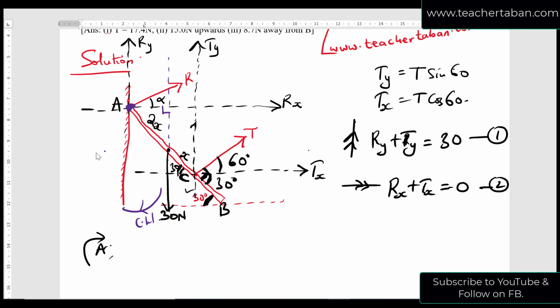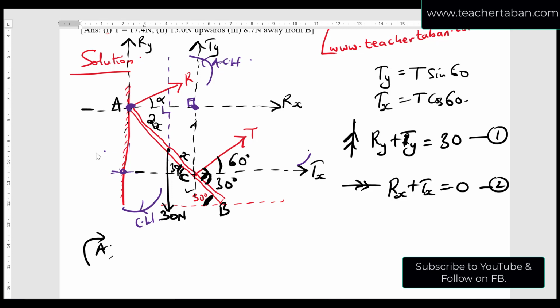And then Ty, since it is going upwards, its perpendicular distance will be from this point here up to point A. That will be its perpendicular distance, and this will be anti-clockwise. And likewise, Tx, about this point, about point A, the perpendicular distance will be from A up to this point here, and this one will be anti-clockwise as well.